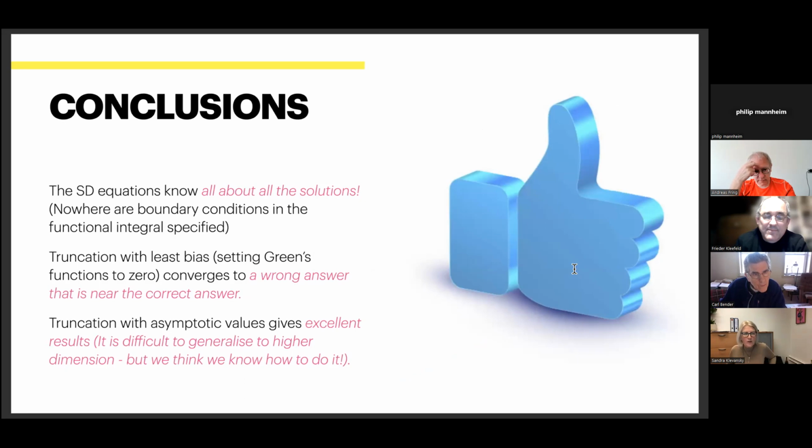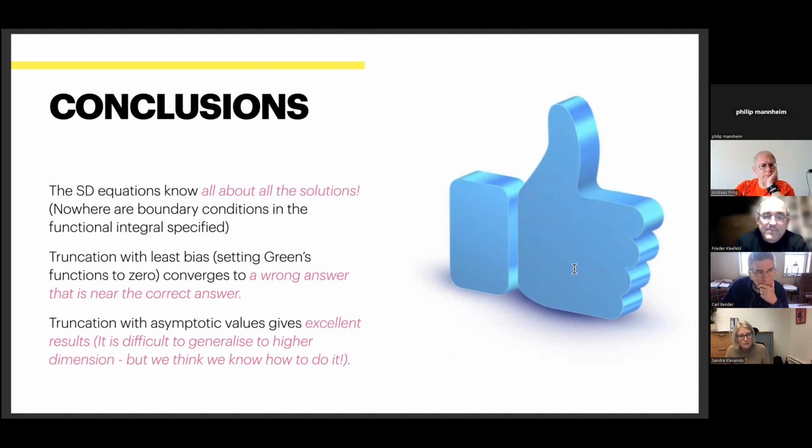What have we found? Well, the first thing is that, interestingly enough, these Schwinger-Dyson equations know all about all of the solutions. So without thinking about where does this converge and how does this behave and all the rest of it, we have all the solutions.